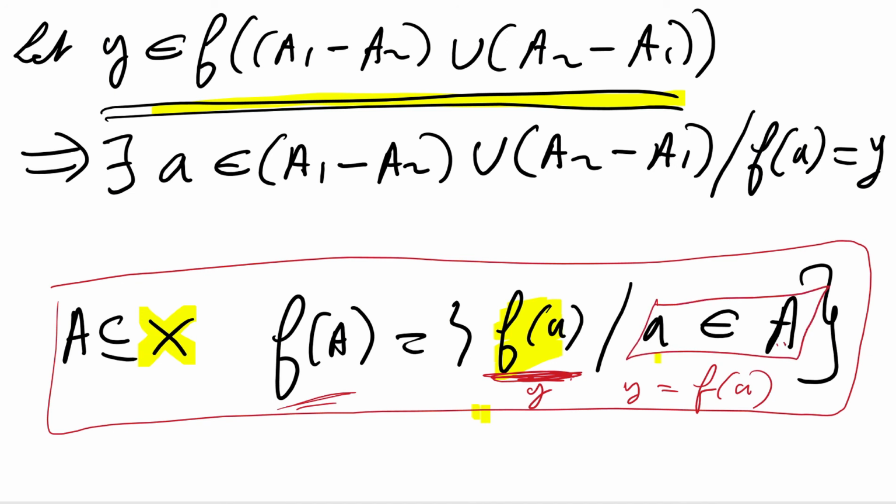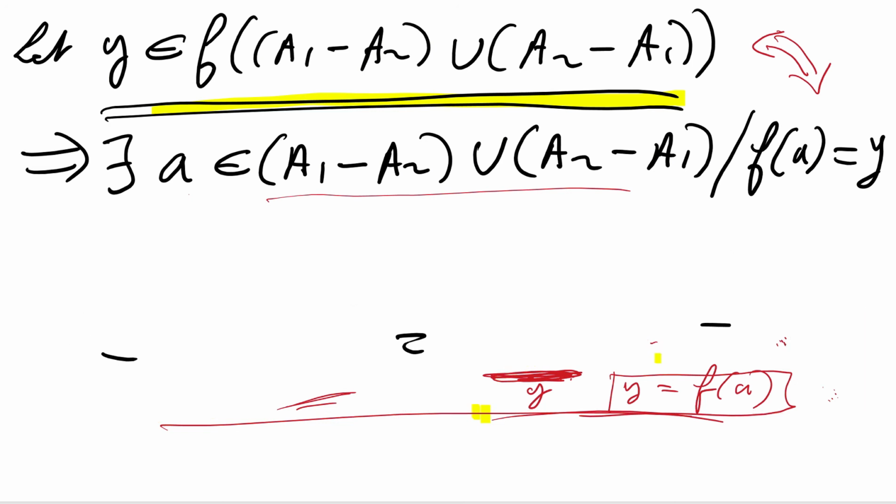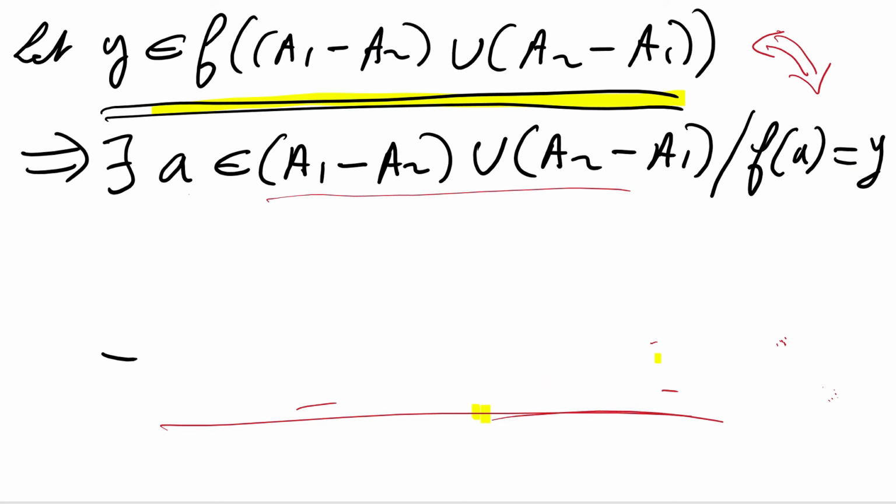So based on this definition, y is my f of a, and a must be in the set. And from here, because we have y in the f of the union, that means there must exist a certain a in that set such that f of a equals y. So you understand why we went from the expression at the top to this one down here, using this definition. Now I can erase this. I was just trying to explain why we can go from this to this, so we can continue our proof.